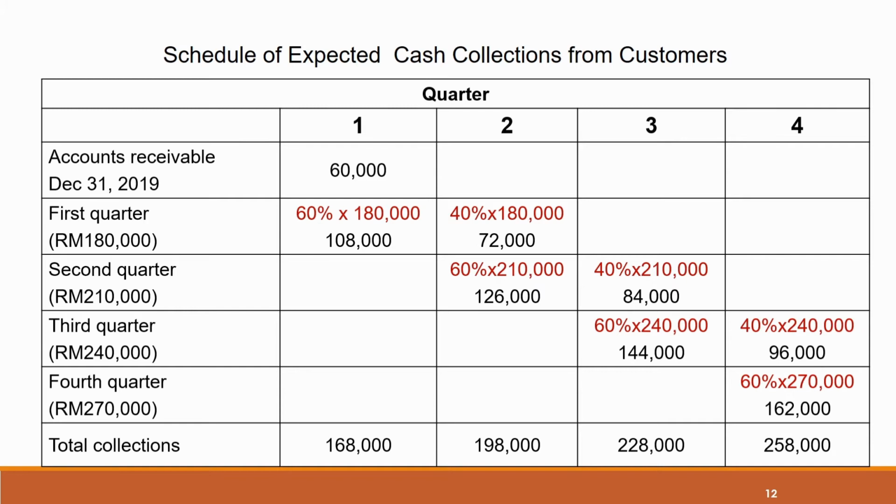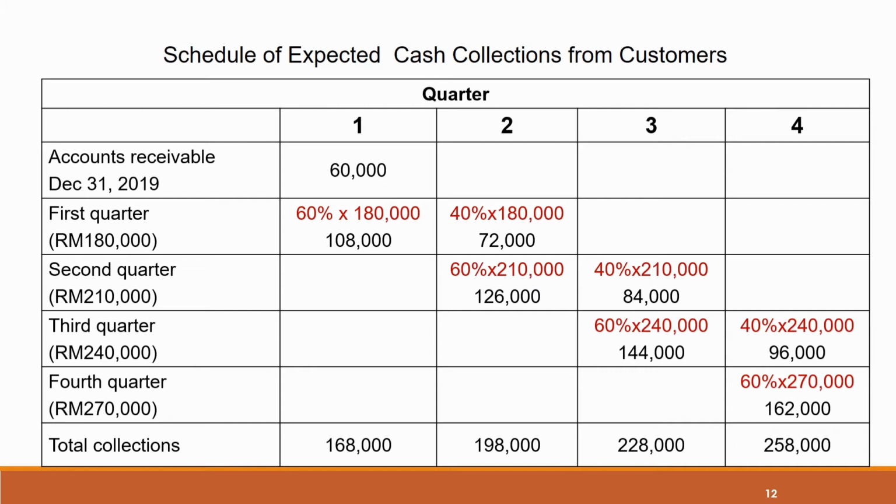The next row, we have to collect from customers 60% in the quarter incurred. So we have to calculate 60% from 180,000 sales for the first quarter. So you will get 108,000. For the second quarter, we will receive collection from customers 40%. The question said that 60% we will collect in the quarter sold and in the second quarter we will receive 40%.